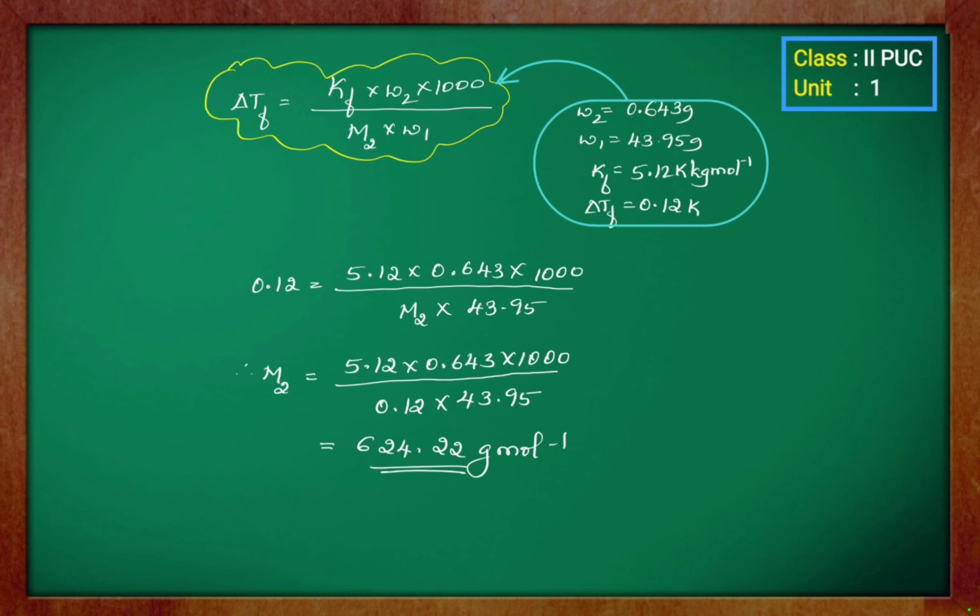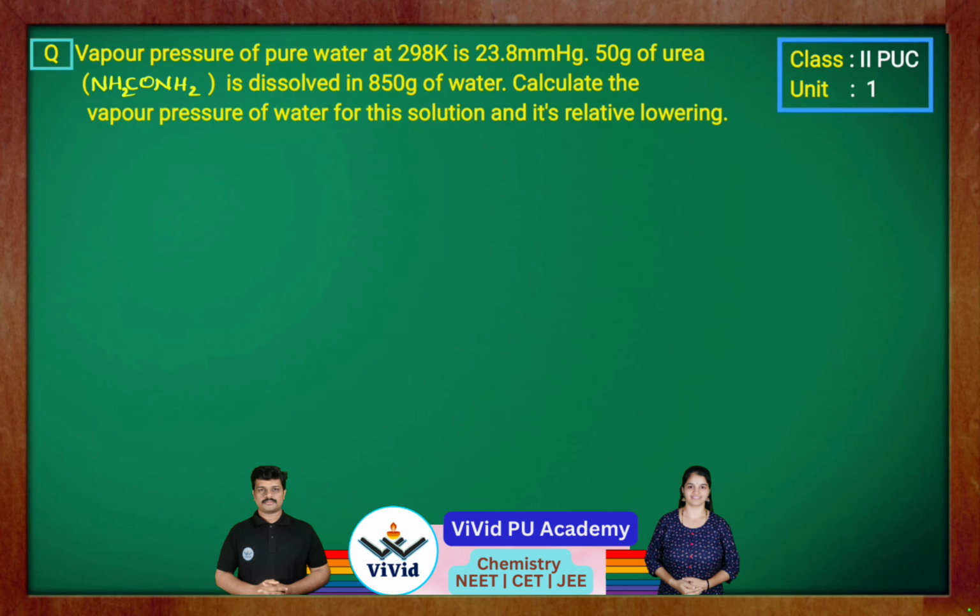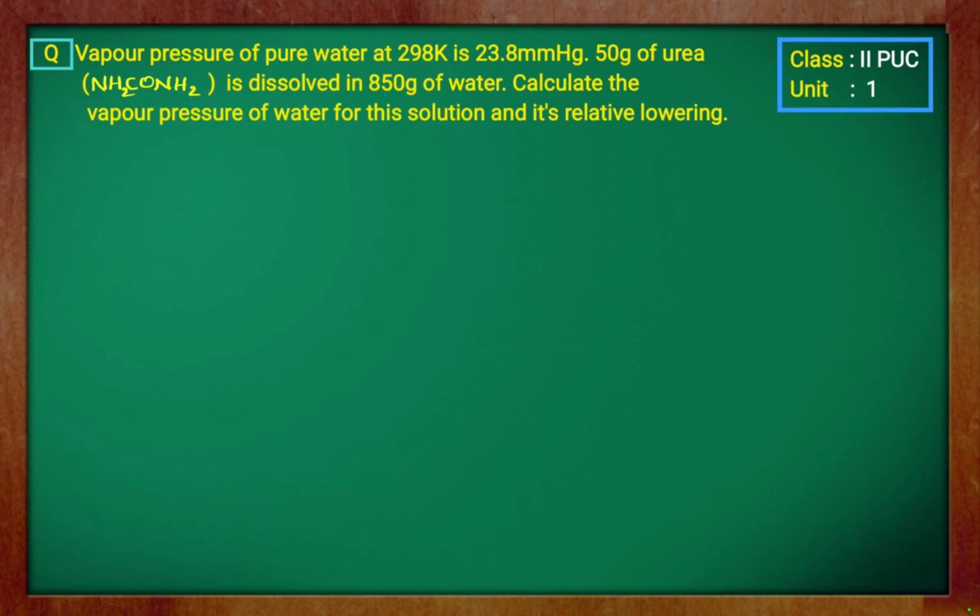which decreases the freezing point of the benzene. Vapor pressure of pure water at 298 Kelvin is 23.8 mm Hg. 50 gram of urea is dissolved in 850 gram of water. Calculate the vapor pressure of water for the solution and its relative lowering.